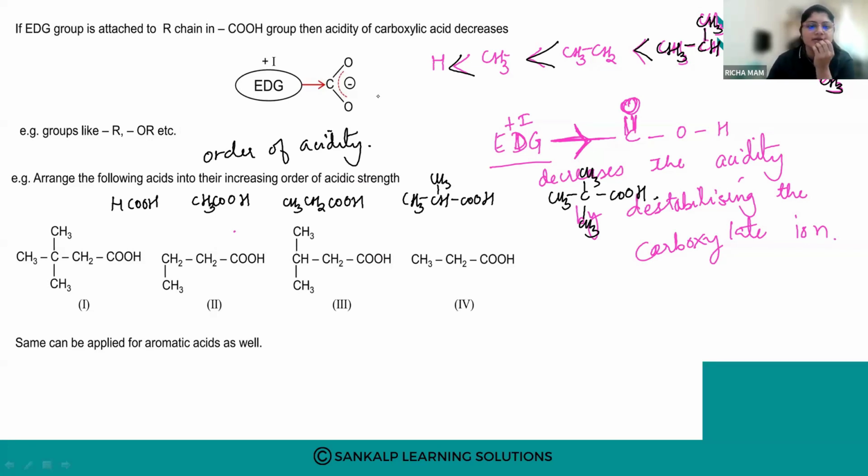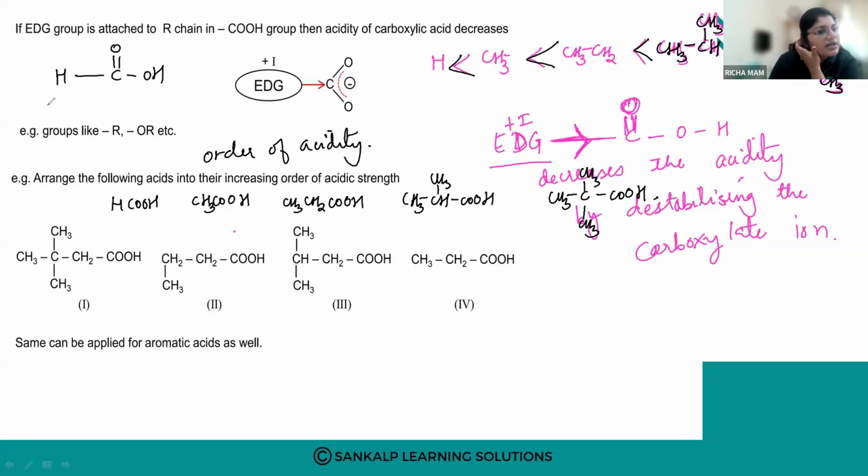Okay, see here. If we are arranging the order in increasing order of strength, you can see that whenever such groups are there, what will it do if electron withdrawing groups are there? Now suppose I take hydrogen as the group, and you have a carboxylic acid here. So this is formic acid.